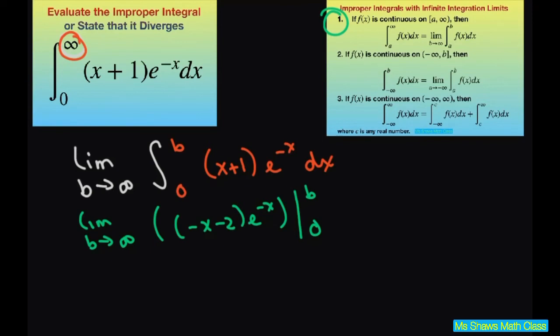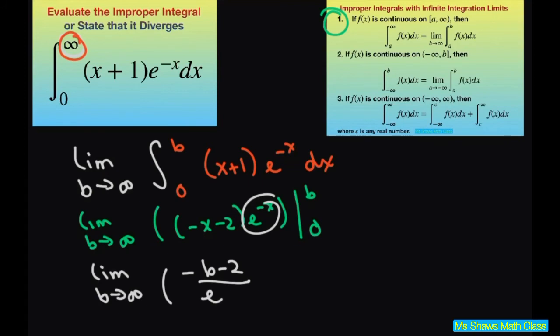So let's go ahead and do that. We have the limit as b approaches infinity, and this is going to be negative b minus 2. I'm going to go ahead and put this in the denominator, and this is going to be e to the b power. Then we have minus, and when you plug in 0, you're going to get negative 2, and the 0 here is going to be to the first power.